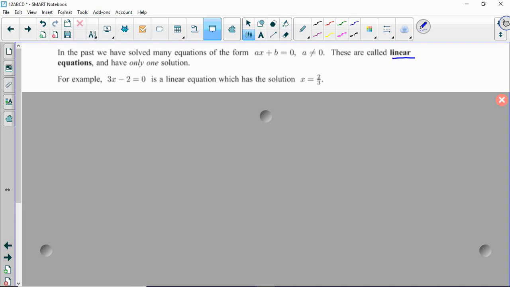We have previously studied linear equations before, and the book here says they have only one solution. Now, we saw some special case linear equations when we studied them, which had either no solution or infinitely many solutions. That's true. However, if you remember what those looked like, they were always going to have the x terms cancel out, and so we would have been left with either some number is equal to the same number, which would have indicated infinitely many solutions, or we would have seen some number equals a different number, which would have indicated no solution.